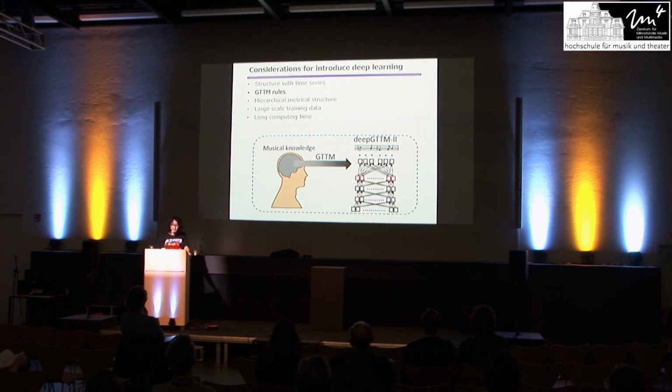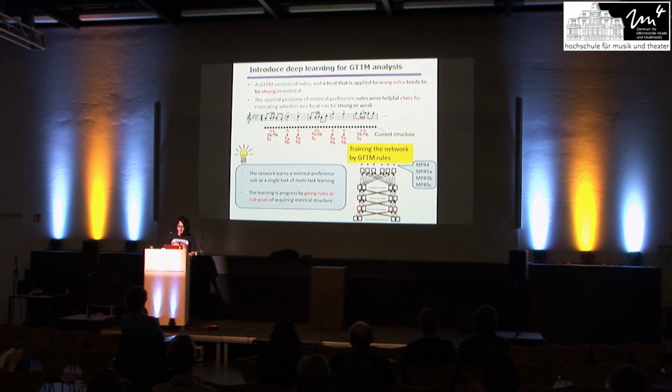The second one is GTTM rules. A GTTM consists of rules, and a beat that is applied to many rules tends to be strong in metrical structure. The applied positions of the metrical preference rules were helpful clues for estimating whether one beat is strong or weak. So the network learns the metrical preference rules as a single task of multitask learning. The learning is progressed by giving rules as a sub-goal of acquiring metrical structure.